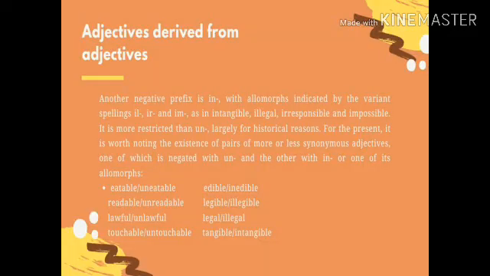Adjectives derived from adjectives. Another negative prefix is in-, with allomorphs indicated by the variant spellings il-, ir-, and im-, as in intelligible, illegal, irresponsible, and impossible. It is more restricted than un-, largely for historical reasons. For the present, it is worth noting the existence of pairs of more or less synonymous adjectives, one of which is negated with un-, and the other with in-, or one of its allomorphs.